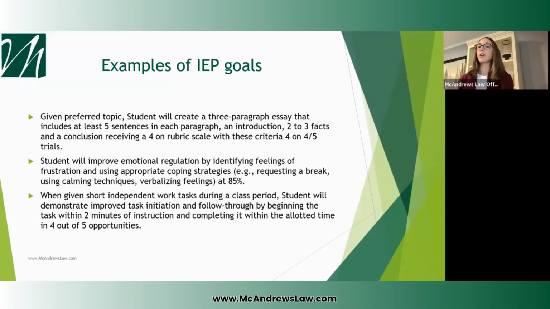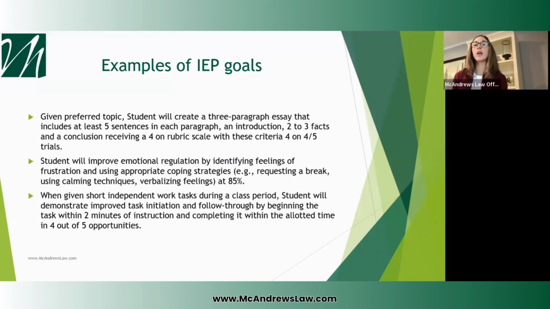So when you get the progress monitoring, I would personally want to see not just whether the student has earned a 3 or a 4, but I'd want to know how did they earn that 3 or 4 based on that rubric. For the next goal example that we have here, a student will improve emotional regulation by identifying feelings of frustration and using appropriate coping strategies. This one, again, is something that you'd want to make sure that you and the team are really understanding how that is being monitored and where it is being monitored. Is it throughout the full day that the school team is taking this data?